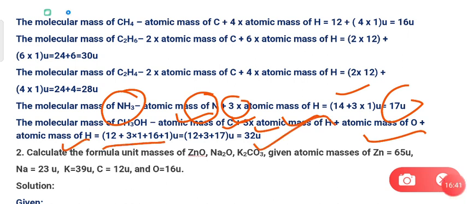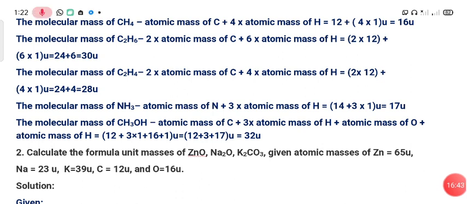So this is how you will calculate the molecular masses. What you need to simply do is find out the sum of the atomic masses of all atoms, right? The masses of all atoms need to be summed up, right? Then only you will get the molecular mass.